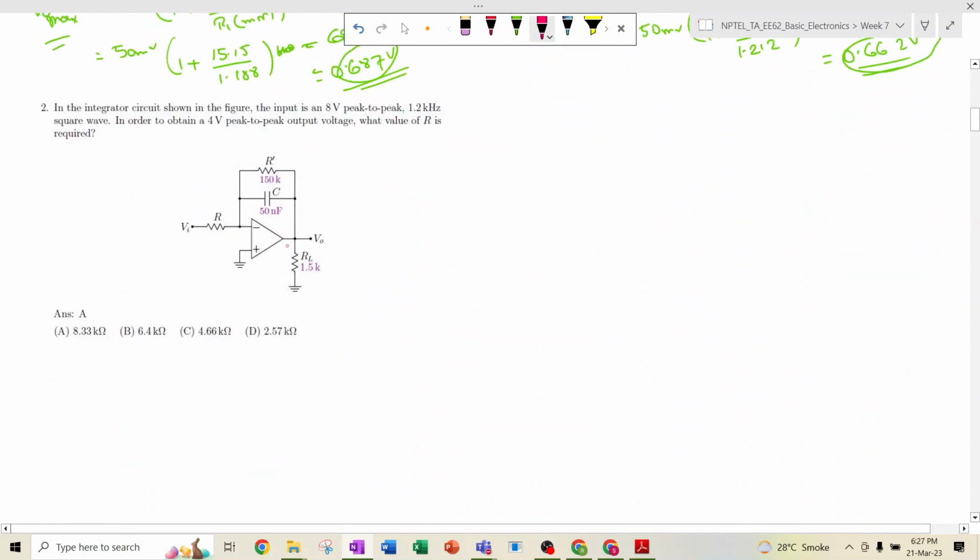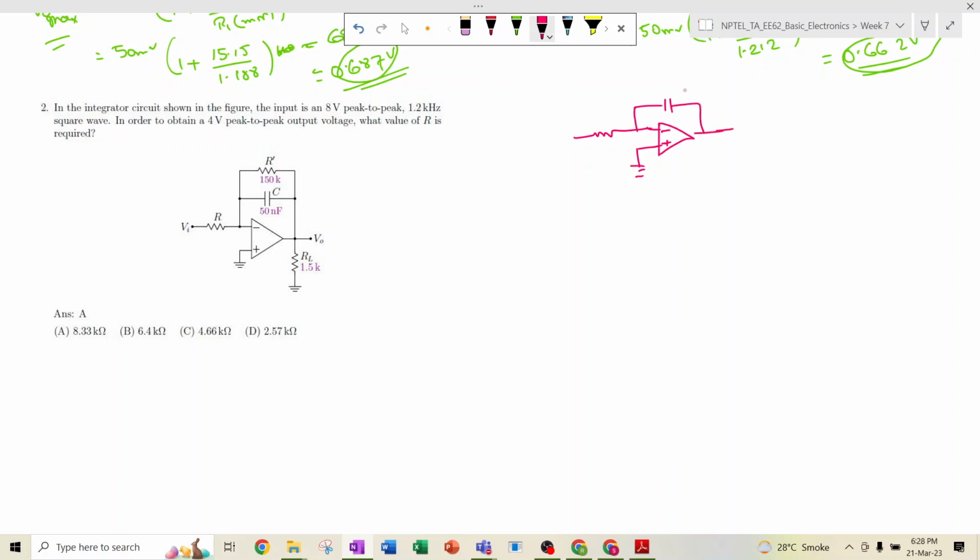Okay, so for the next question, in the integrator circuit shown in the figure, this is the basic configuration of an integrator circuit. How does the integrator circuit work? This is minus, this is plus. This plus terminal is at ground, and if we connect a capacitor over here, this is C, this is Vo, and let's say this is Vi and this is R.